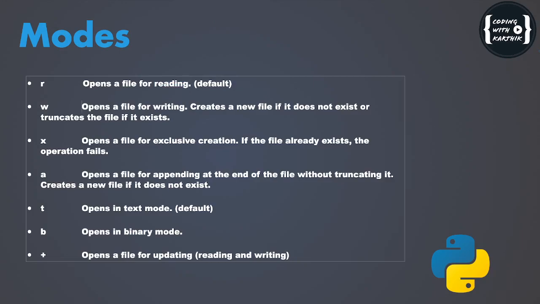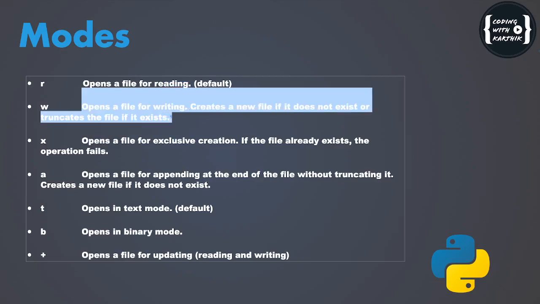Next is w mode, for file writing. If the file does not exist, it will create a new file with that name. And also if the file already exists and there is some content in it, it will truncate the file and freshly create the file with the same name.